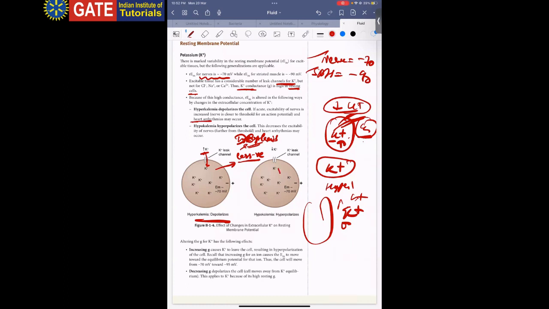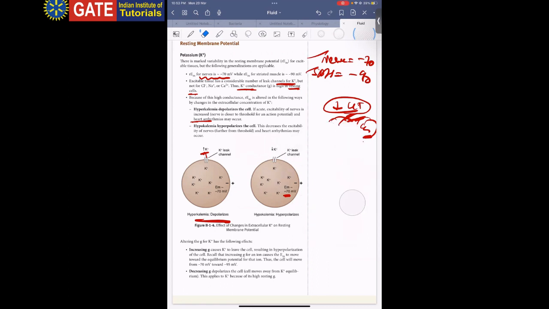Hypokalemia further will cause the movement of the charge outside of the cell. Hypokalemia means decreased potassium. It will cause the potassium to move further outside because of the gradient from the high concentration to the low concentration. The positive charge inside will decrease. The charge will become more negative than minus 70. It means there is hyperpolarization. So that will also increase the risk of arrhythmia. So whenever there is hyperkalemia or hypokalemia, any alteration of the potassium concentration in your body is associated with the increased risk of heart arrhythmias or heart disease.